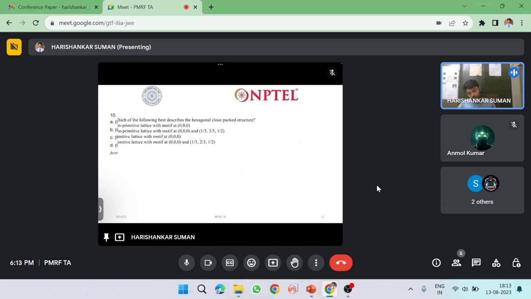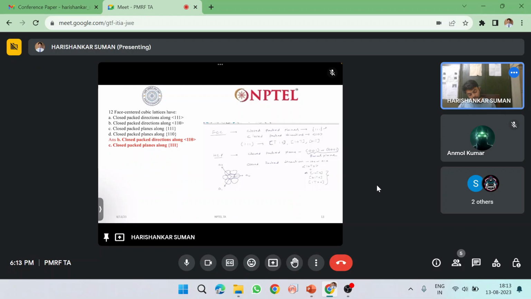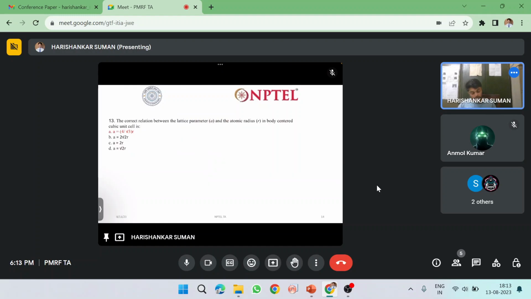Describe the hexagonal close-packed structure. That is primitive, and the best set direction. So this is the answer. This is the parameter. Can you find the packing fraction, the efficiency? Yes, sir. Please find it; a question might be asked.